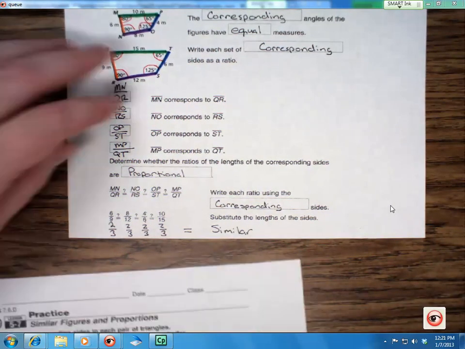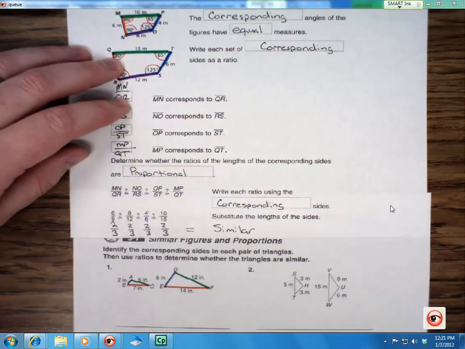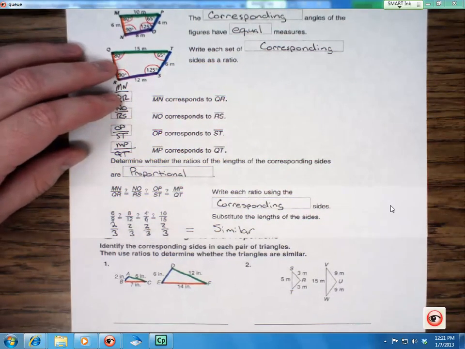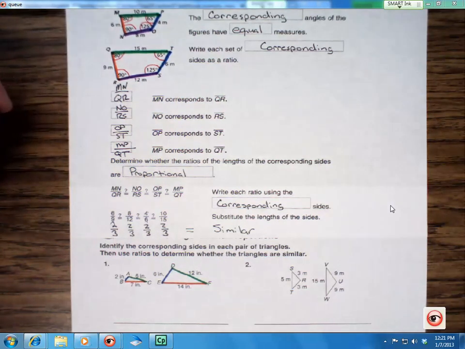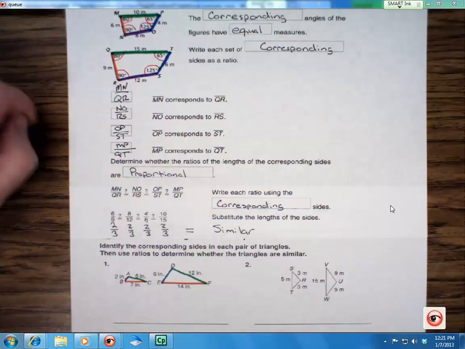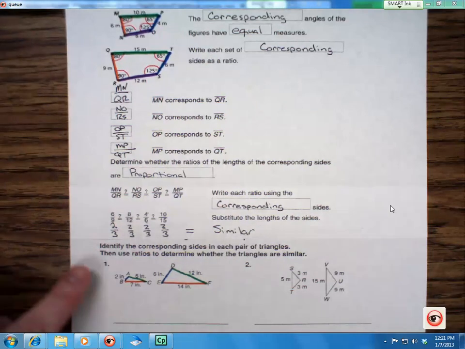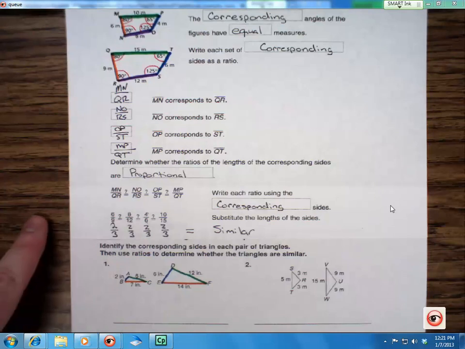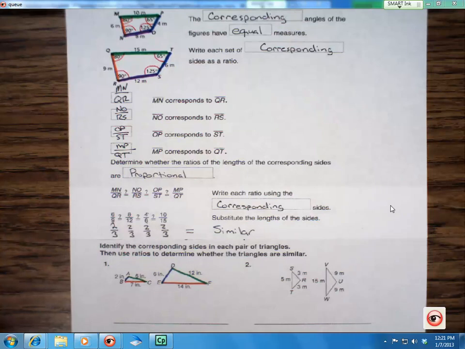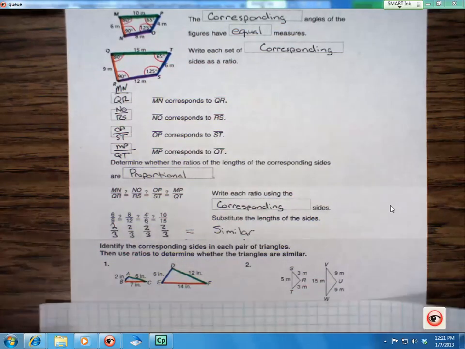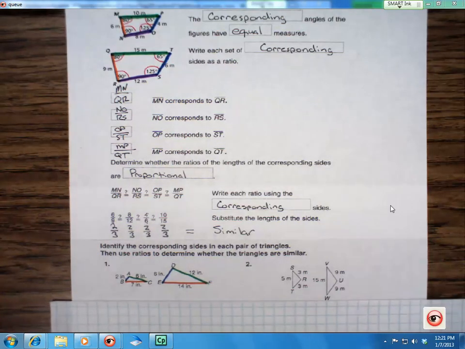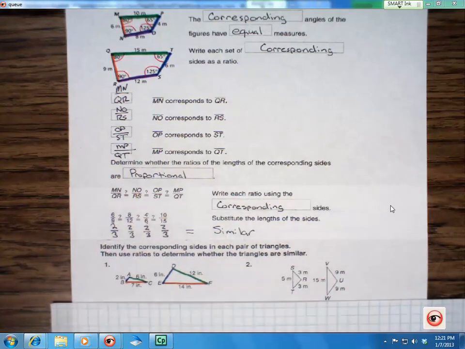Now, let's take a look at your homework on number 1. That's your homework underneath there. You don't have to copy that down. This is actually your worksheet. Now, the directions say identify the corresponding sides in each pair of triangles, then use ratios to determine whether the triangles are similar. So, I actually expect to see the corresponding sides and also the ratios written, just like what we did on our notes. Okay, so what I should see on your assignment would be something like this. There's 2 lines there, and you'll have both lines filled up.